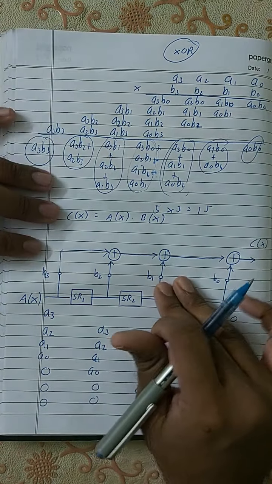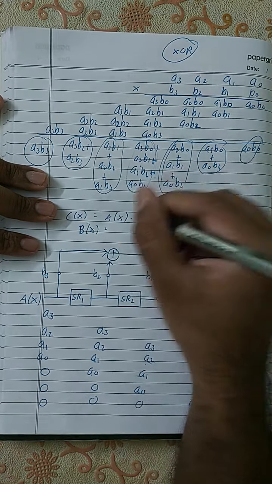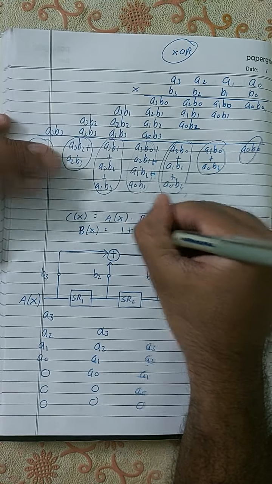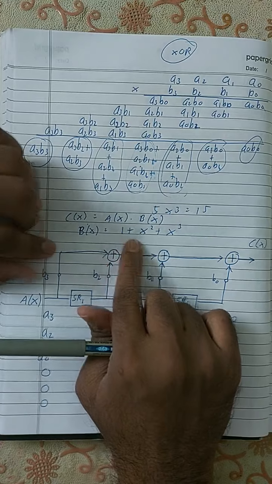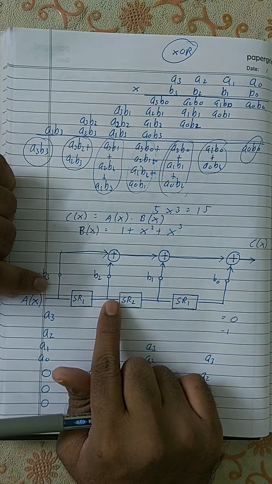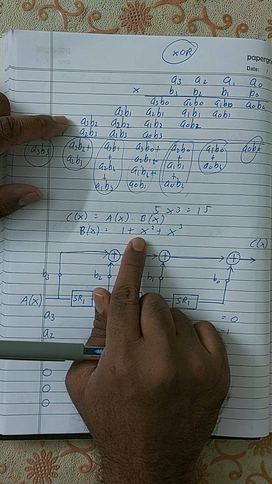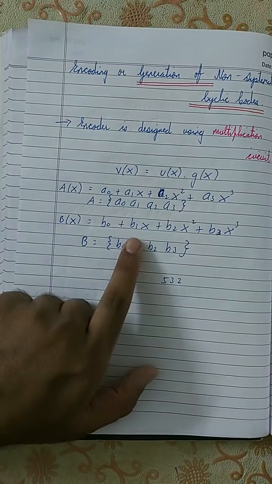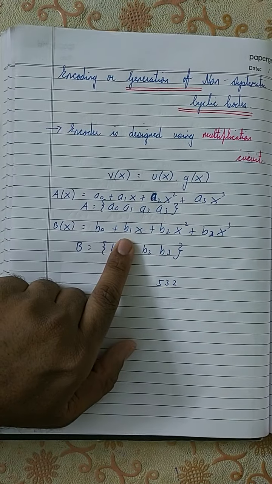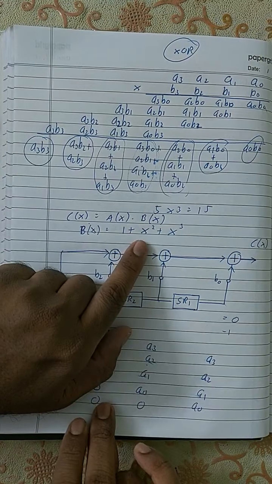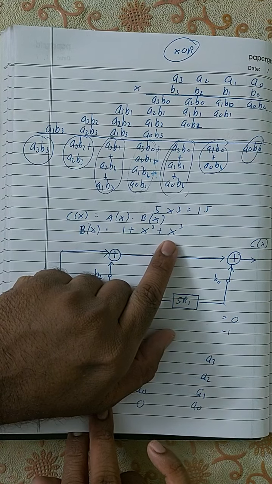So, for example, let me take b of x. When I say b of x is equal to 1 plus x square plus x cube, what it means is that the value of b0 is 1, and the value of b1 is 0. Why? Because x is missing from here. So therefore the value of b1 is 0. The value of b2 is 1 because x square is present. And the value of b3 is also 1 because x cube is also present.